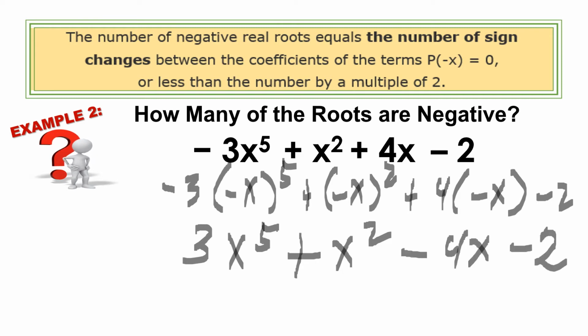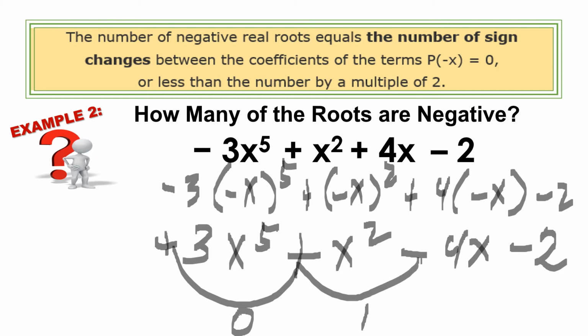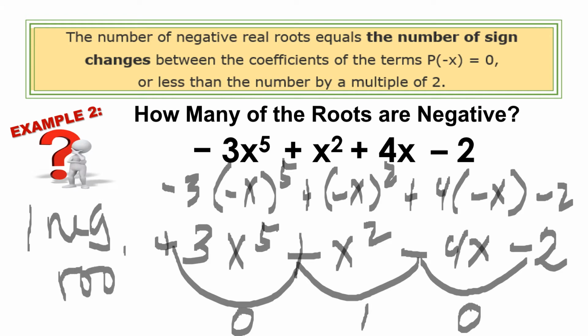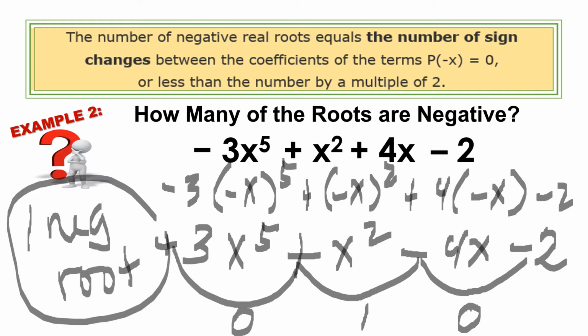Then let's count the changes. From here, it's positive to positive, no change. Positive to negative, one change. Negative to negative, no change. Therefore, there is one negative root. One negative root. Next.